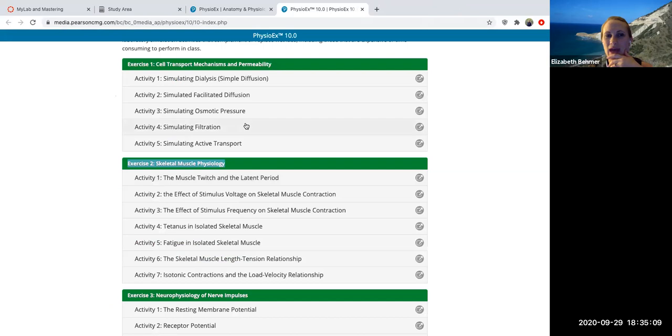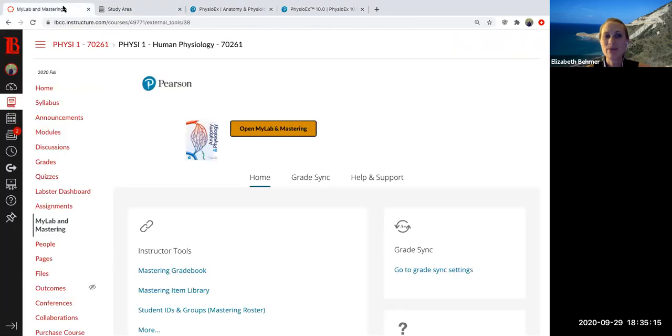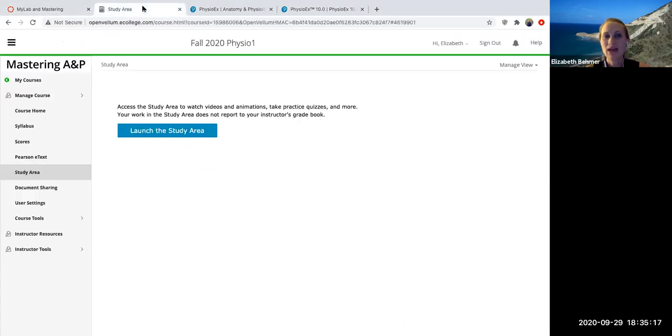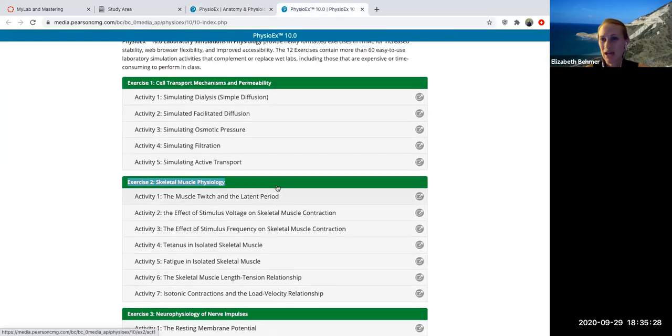Questions on that? So again, the next lab we're doing is in PhysioEx. To get to PhysioEx, you have to open up MyLab and Mastering. And then once that's open, you click on Study Area, you click Launch the Study Area, and then you click on Exercises, and that'll open up all the exercises in PhysioEx.